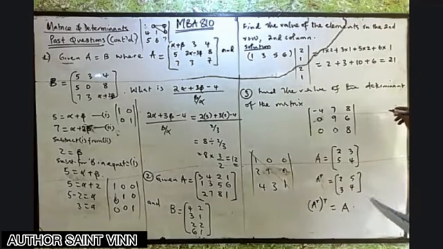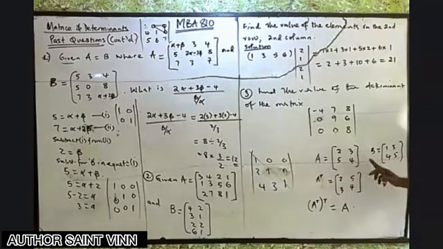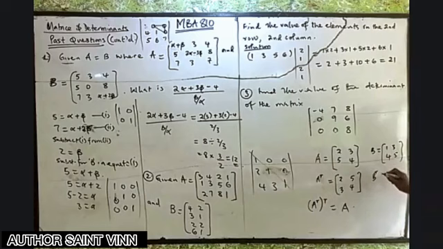Here, I'm going to type another one. This is B, maybe 1, 3, 4. Then this is A and B. The statement is saying that this is A transpose, and this is B transpose, 1, 3, 4, and so on.